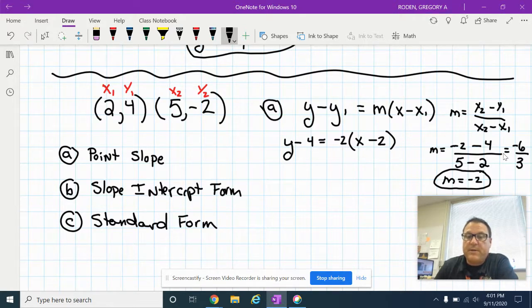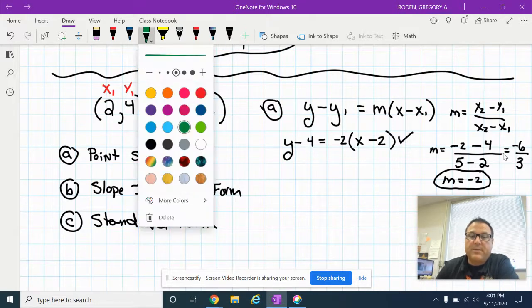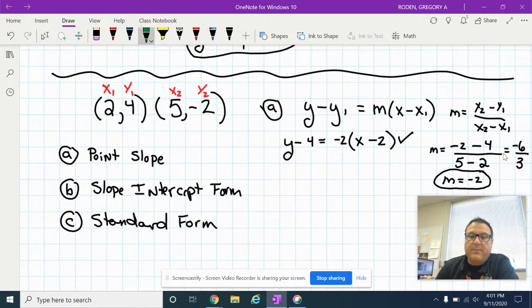We should be done. There's no simplifying. There's no double negatives in here or anything like that. So boom, point slope, we're done. Now, let me change the color. Now let's do slope intercept. Well, slope intercept is going to be, so we'll start out, we have y minus 4.